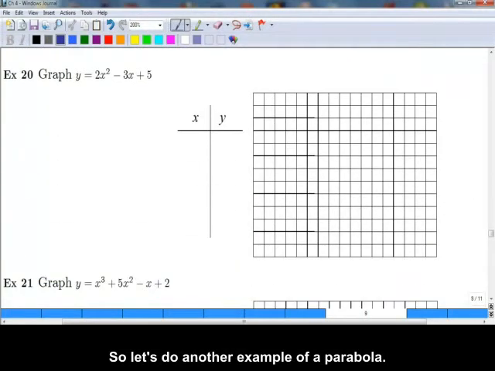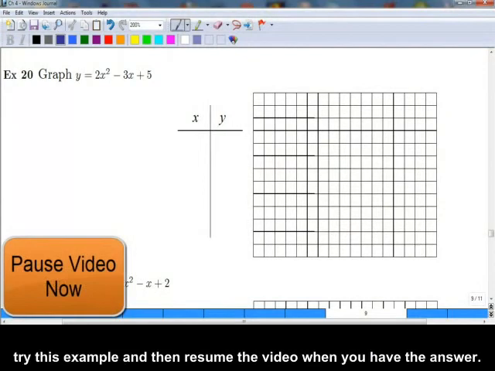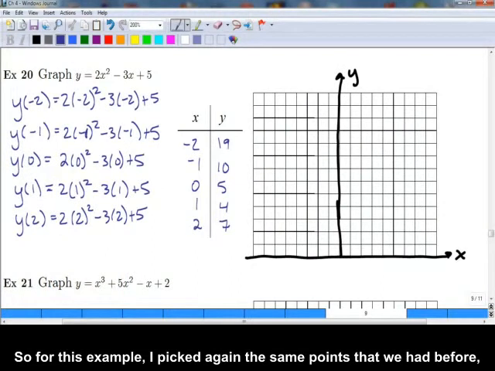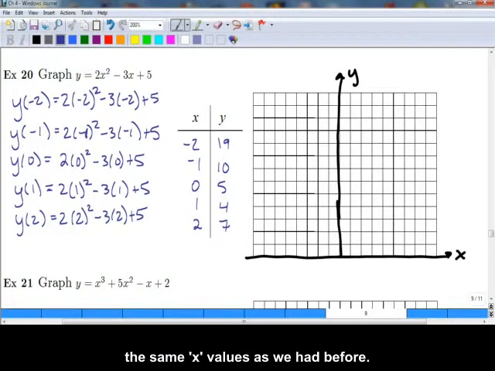So let's do another example of a parabola. Pause the video here, try this example, and then resume the video when you have the answer. So for this example, I picked, again, the same x values that we had before, and that was -2, -1, 0, 1, and 2. If you plug those into the equation given, you should get the values 19, 10, 5, 4, and 7.